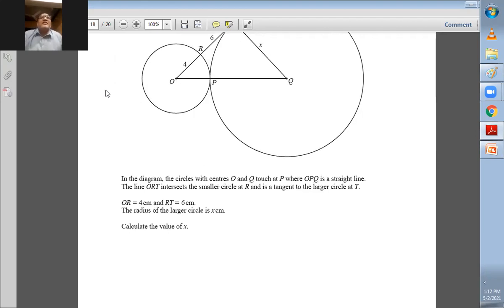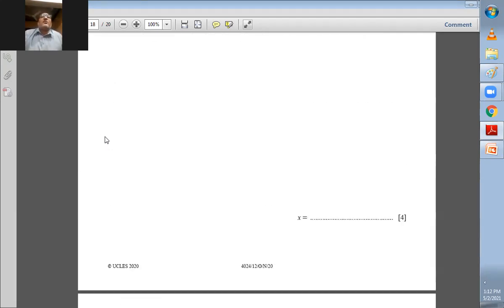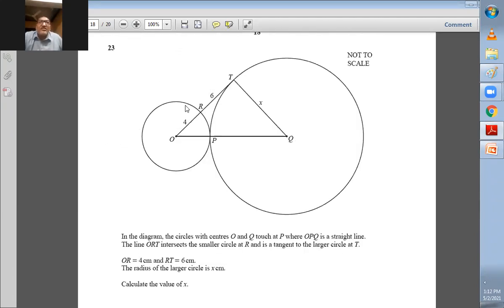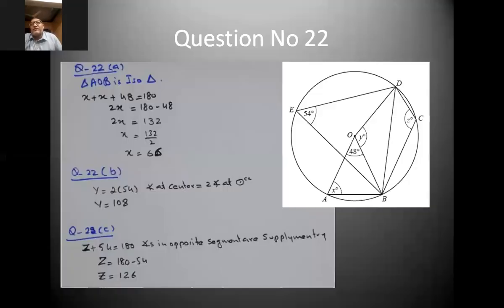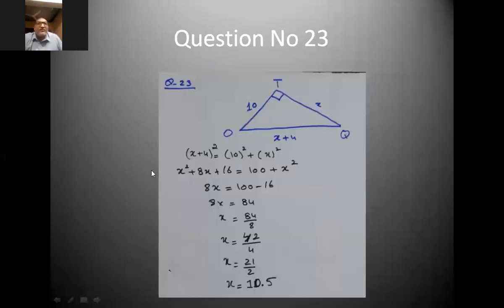Very simple. It's a 4-mark question. You see, this angle here is 90 degrees. So this OTQ triangle is a right angle triangle. This side is 10. This side is X. This is X. This is 4. So this OQ side will be X plus 4. Just apply Pythagoras and you will be able to find the side X. So let me show you. I've done this on a paper.